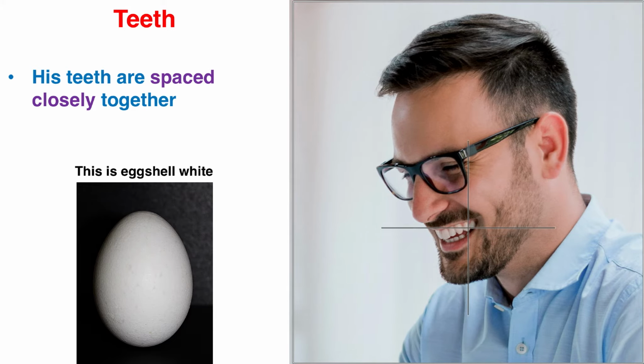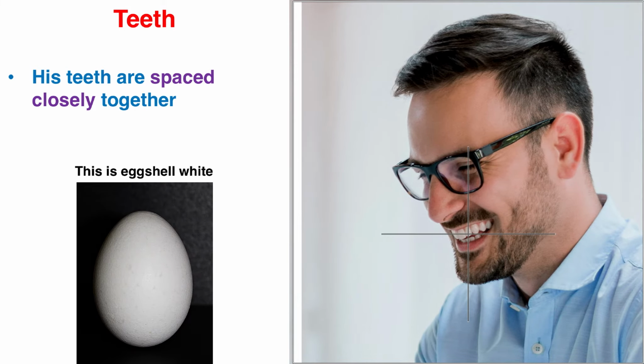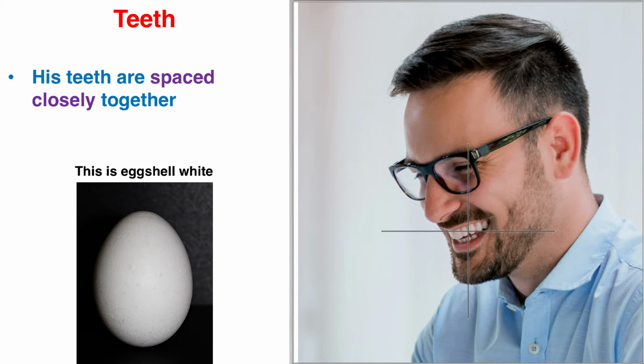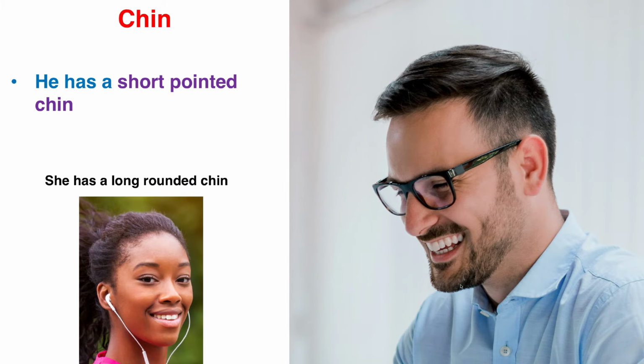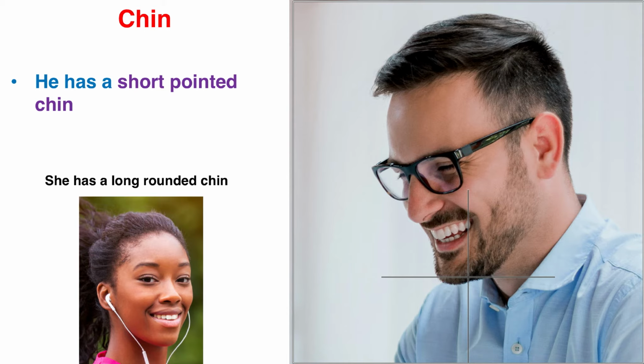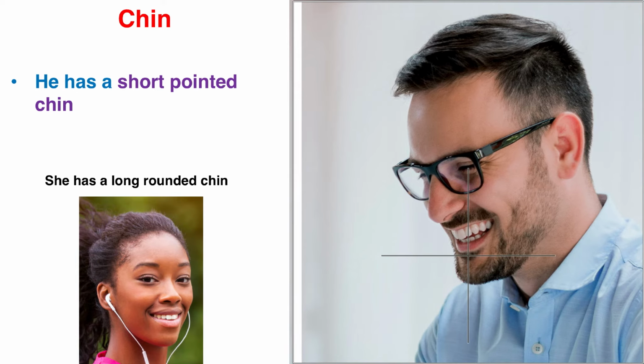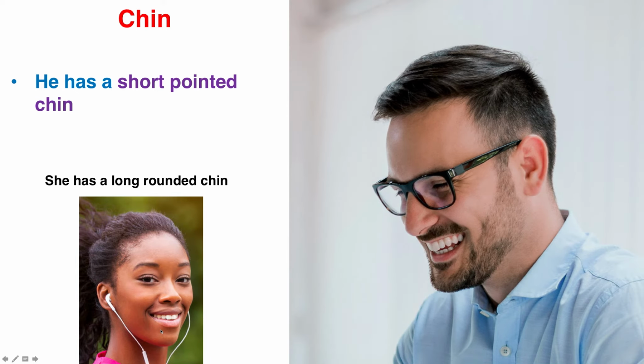His teeth are closely spaced. So you see one tooth is right next to the other one, which is right next to the other one. They're closely spaced together. Did you use any adjectives to describe his chin? So he has a short, pointed chin. So his chin is short from here to here. There's not much space under his lower lip versus a long chin.